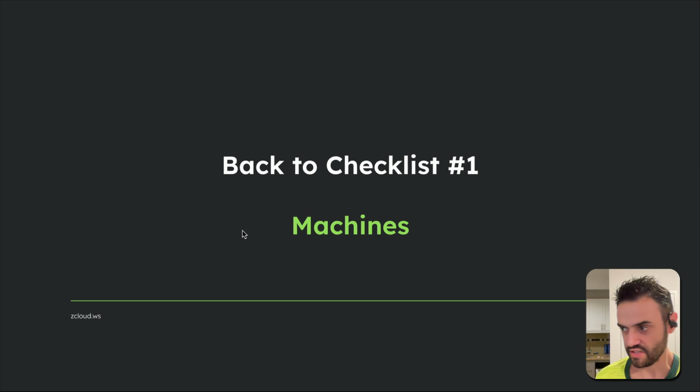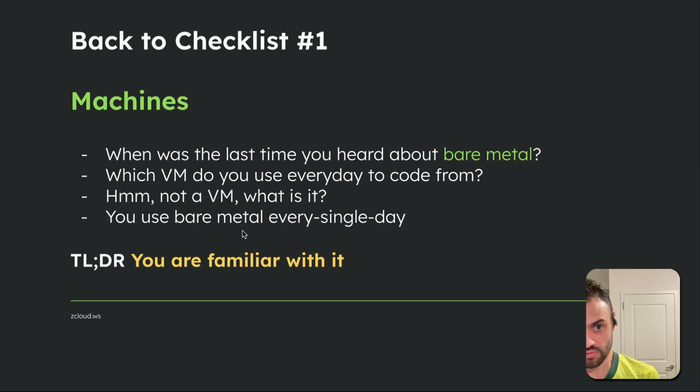So back to the checklist: machines. As I said, each topic could be a whole talk, so I'm going to just highlight a few points here that I think are important for your career, and also some lessons learned along the way. The first one about machines is, when was the last time that you heard about bare metal? What do you think when you hear the words bare metal? What is a bare metal?